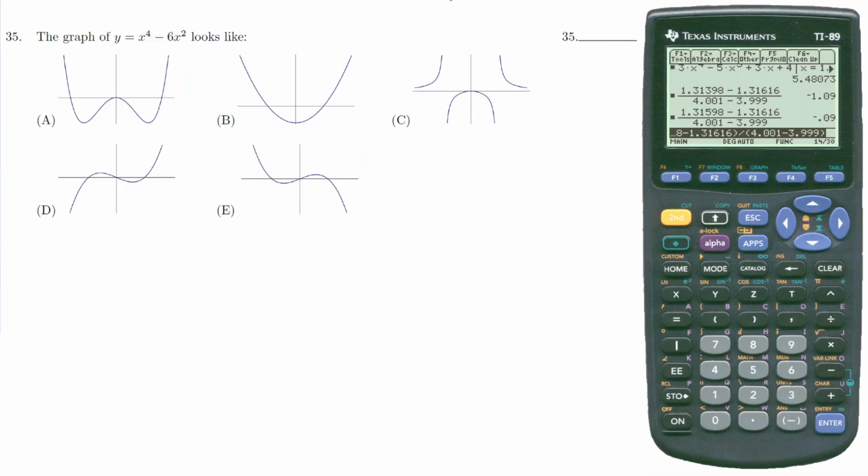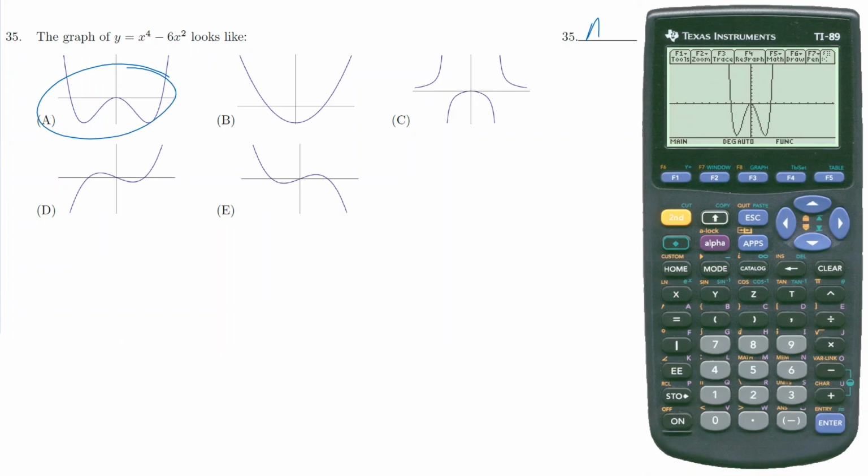Last but not least, x to the 4th minus 6x squared. Probably the simplest problem on the test. X to the 4th minus 6x squared. Enter. Graph. Boom. It's A. It's very, very evident.